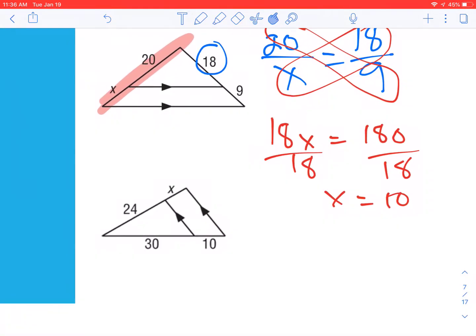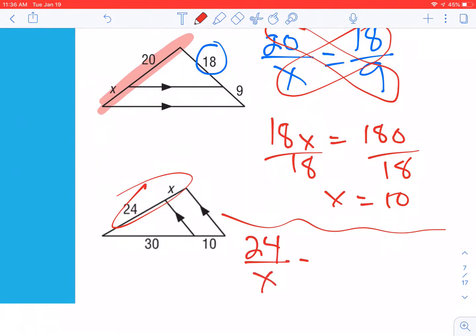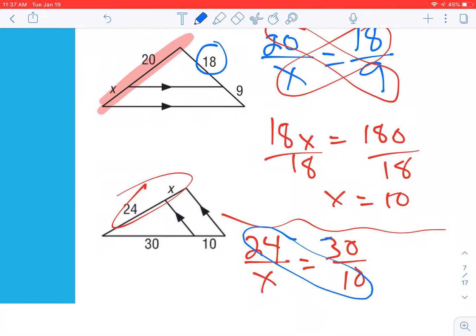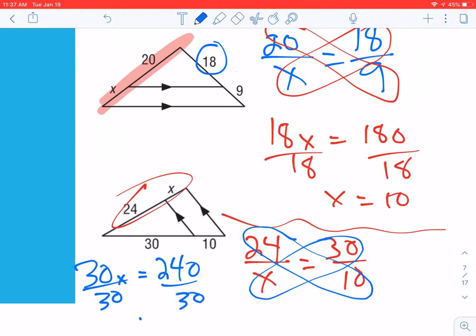Same idea here. I'm going to start with the x's. So we have 24 over x equals 30 over 10. Cross multiply. So I get 30x equals 240, divided by 30, x equals 8.